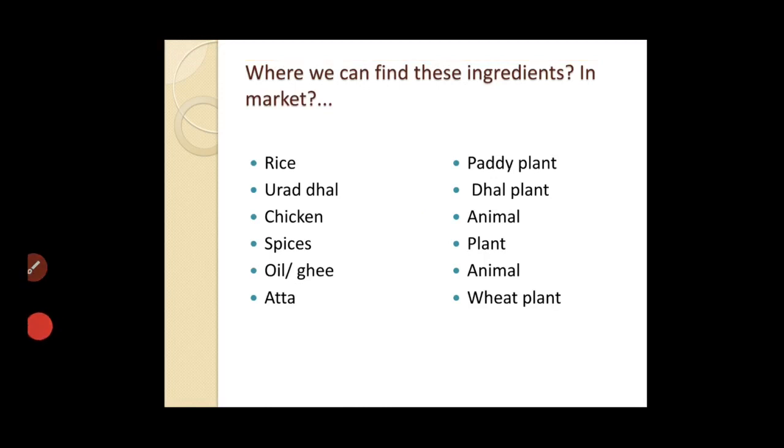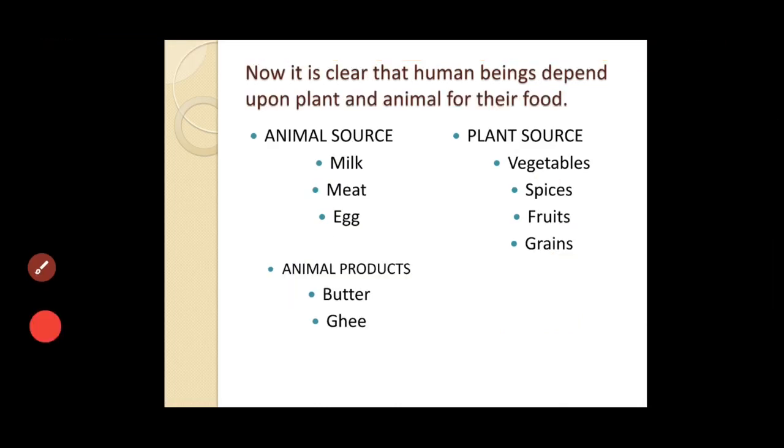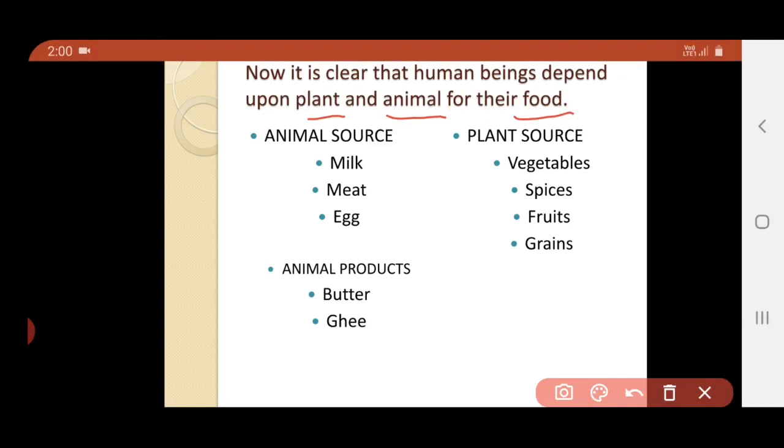In the market? No. Before coming to the market, where can we find these ingredients? Let us see. Rice. It is from the paddy plant. Urad dal. It is from the dal plant. Chicken. It is an animal source. Spices. It is from the plant. Oil or ghee. It is from the animal. Atta. It is from the wheat plant. Oh, see that it is mostly plants and animals. Now it is very clear that human beings depend on plants and animals for their food. So, the plant source and the animal source act as food for human beings.